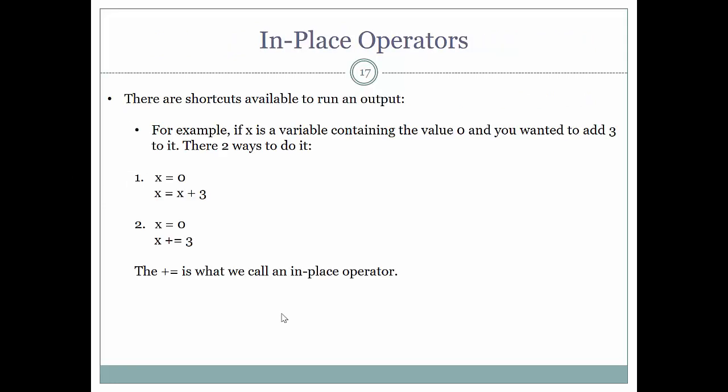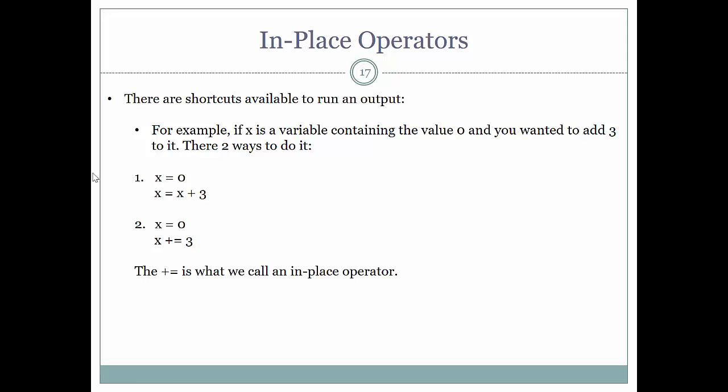The last type of operator we are going to discuss is what we call an in-place operator. This in-place operator doesn't do anything different, but it makes our life slightly easier. So for example, if we have x, which is a variable containing the value 0, and we wanted to add 3 to it, there are two ways to do it. For the time being, when you see x, you can imagine that it represents the value 0. We will be talking about the concept of variables in the next video. So this is just a pre-introduction to this concept.